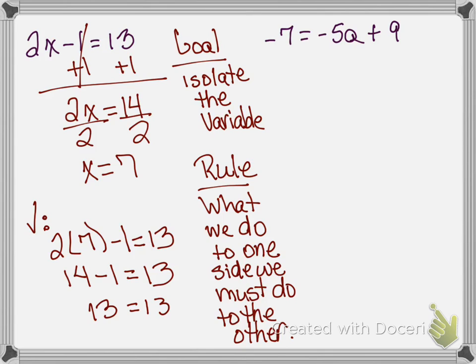Good. So our next one, negative 7 equals negative 5a plus 9. I want you to try that on your paper right now. Negative 7 equals negative 5a plus 9. I'm going to set my timer for 60 seconds.